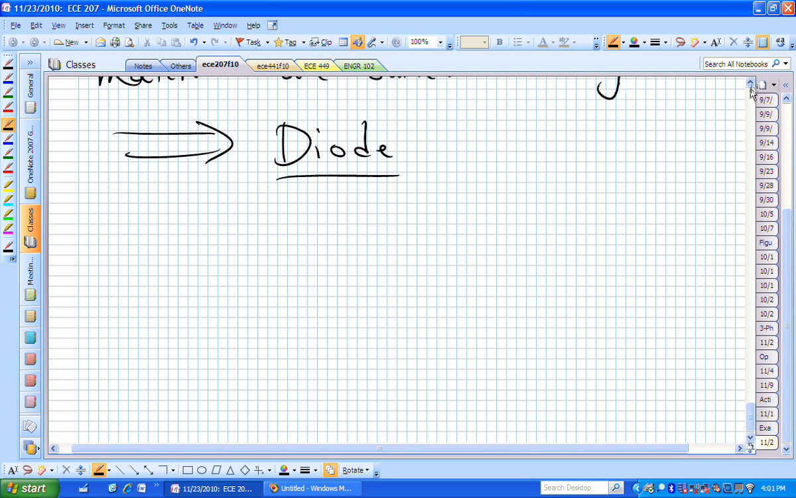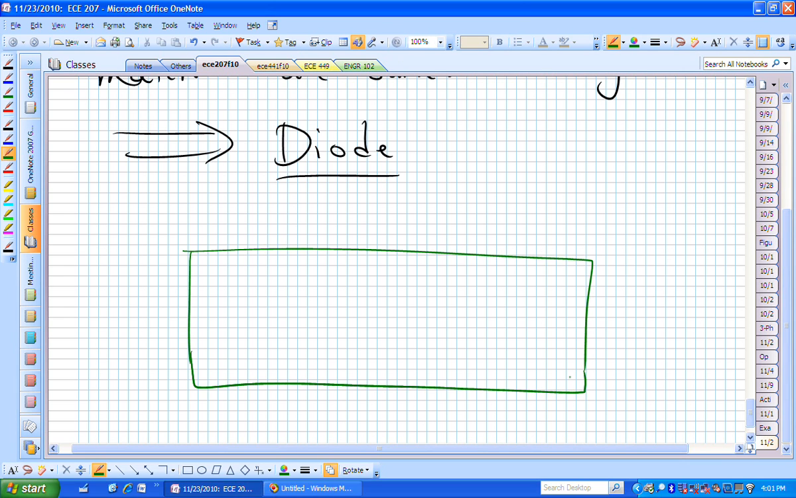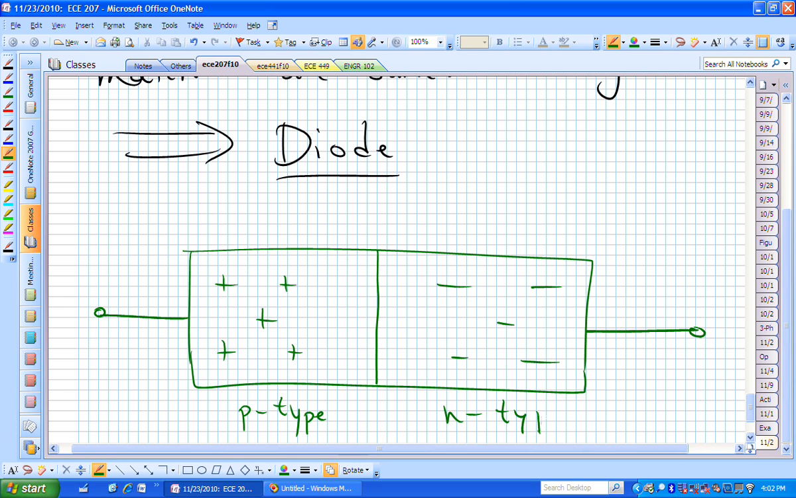Schematically or pictorially, here's our diode. And we have it in 2 pieces. This is our P-type material, and we also have the leads connecting to those pieces of silicon or doped silicon. Here's our N material or N-type material. This was our anode. This was our cathode.